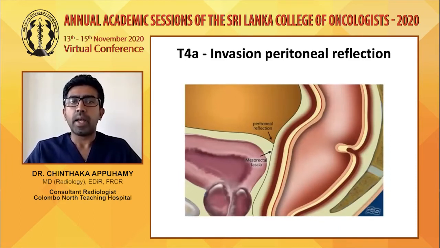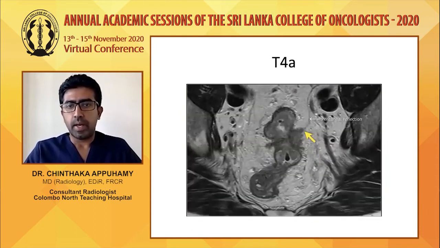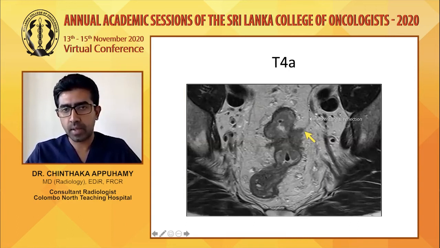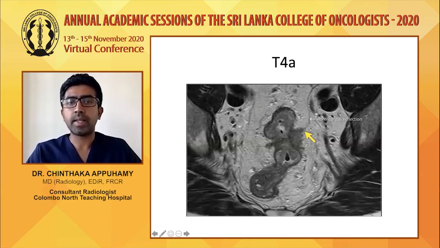T4A, invasion of the peritoneal reflection. This coronal T2 weighted image shows the peritoneal reflection as this tiny white arrow, and there is a hypointense tumor that infiltrates into the peritoneal reflection. So this is really important when it comes to the surgical management versus neoadjuvant chemoradiation. Only the MRI can clearly demonstrate this involvement.